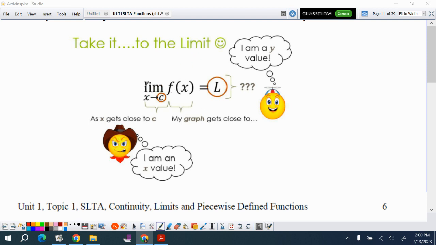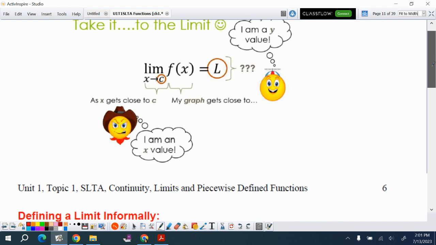Instead of writing "limit," we just write lim, x arrow c. What that means is x gets closer and closer to c. f of x is a y value. My graph gets closer and closer to L. So x goes to some c value, and the y value goes to L.